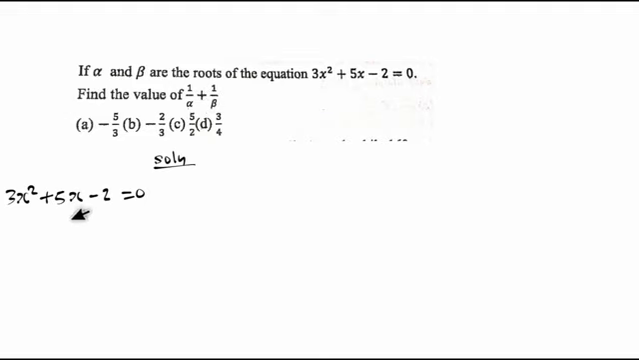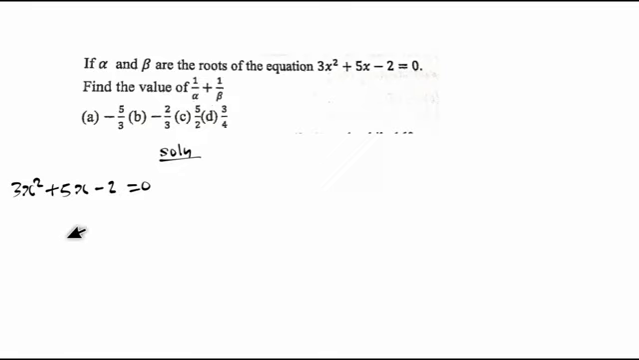Now to solve this, we first have to solve this quadratic equation. Since alpha and beta are the roots, it means they are the solutions of this quadratic equation. There are four methods of solving a quadratic equation: factorization, completing the square, the general quadratic formula, and the graphical method. For the sake of this video, I would love to use the quadratic formula.